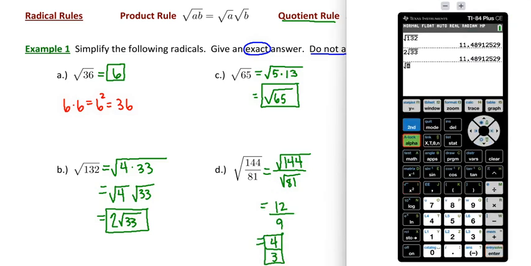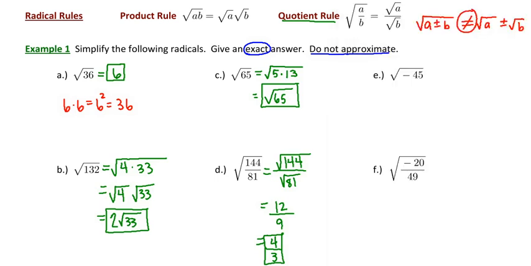We have the square root of the fraction, 144 over 81, and it returns the answer, notice, in simplified form, 4 over 3. Next, let's consider what to do with negative radicands.